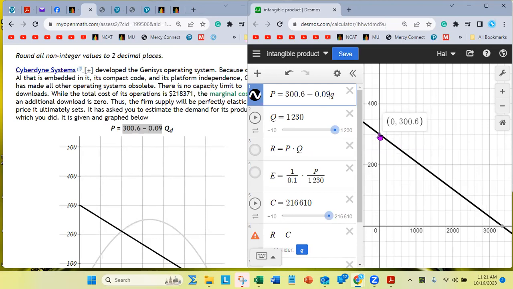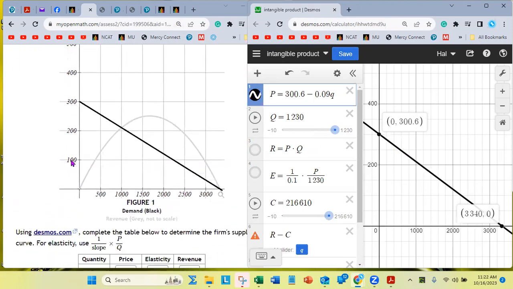Okay, so there's my demand curve. The first unit, the first person in line for this operating system will pay about $300 for the software, right? That's how we interpret the intercept. Okay, and it's downward sloping, right? The 3,340th person to download it would be willing to pay $0 for it, right? So that's our demand curve.